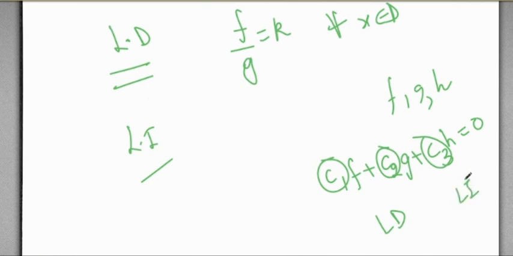So I hope the idea of linear dependence and independence is clear to everybody, and how do we connect it with the Wronskian of solutions of a linear homogeneous differential equation with continuous coefficients.